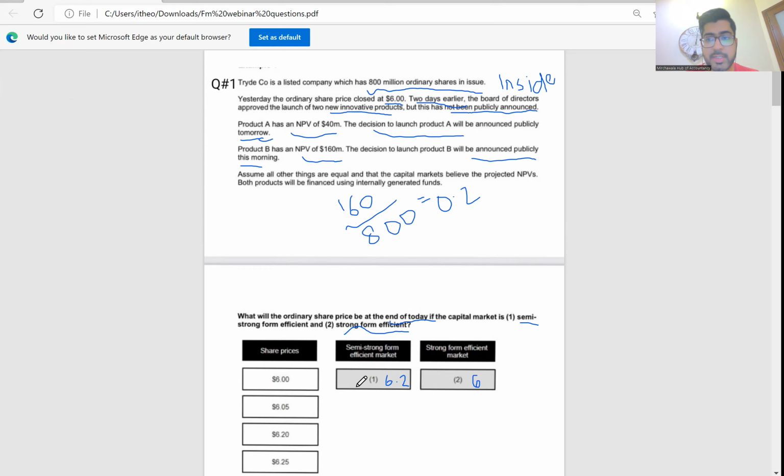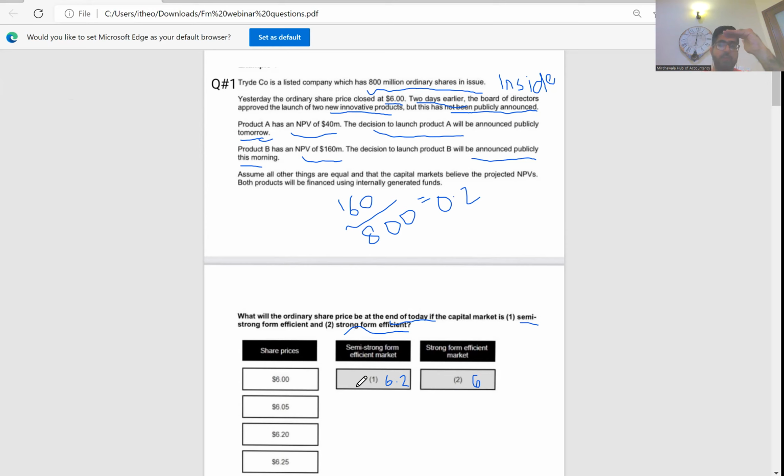Yesterday, your share price was 6 and the board approved 2 projects 2 days back. Not announced, that means it's still inside. Project A has an NPV of 40 million; with 800 million shares, it will affect the price by 0.05 per share. This will be announced publicly tomorrow, so this inside news will come out tomorrow. And for B, this inside news will come out this morning. What will be the share price at the end of today?